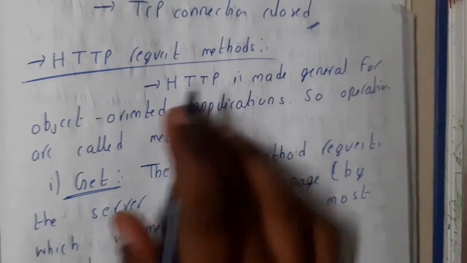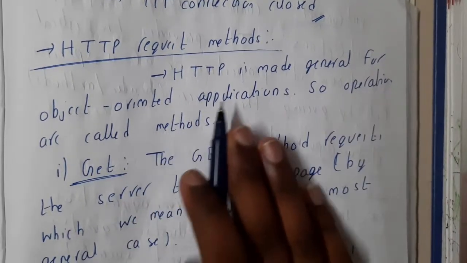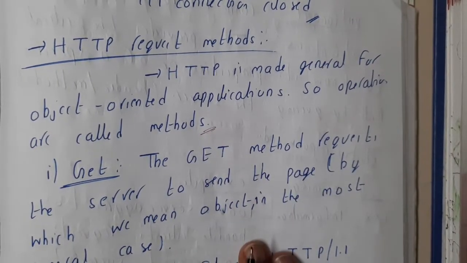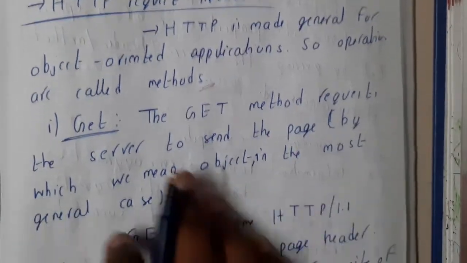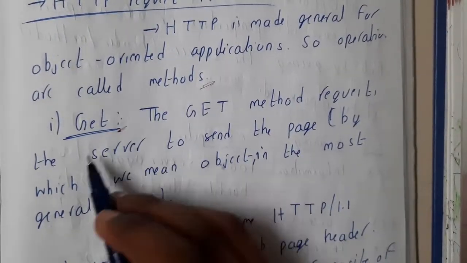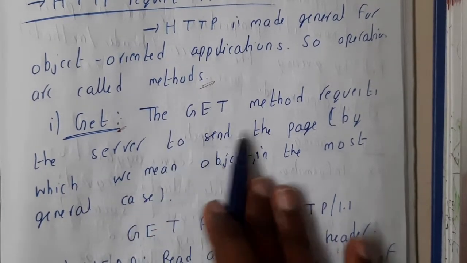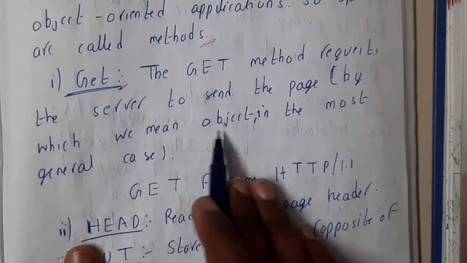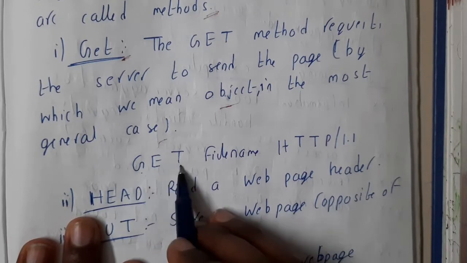So, HTTP request methods. HTTP made a general form of object application so that the operations can be really easy, and the operations are called methods, guys. Basically, to request for something, we will be using these. Get: from the name only you can say you are trying to get something. The get method requests the server to send the page, by which we mean the object, in the following general case. It will be in this way: get file name.